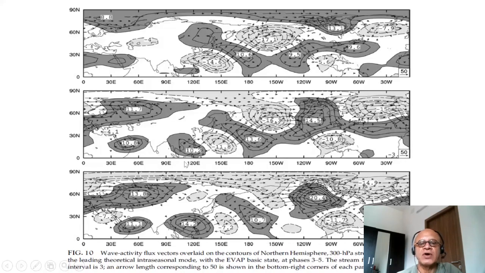In this phase you have a similar one, but a slightly different structure, especially here in terms of extratropical regions. And then you have this mode here.